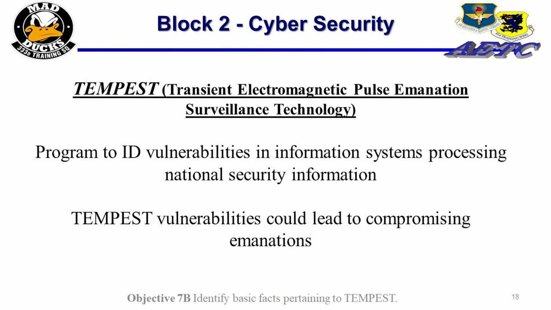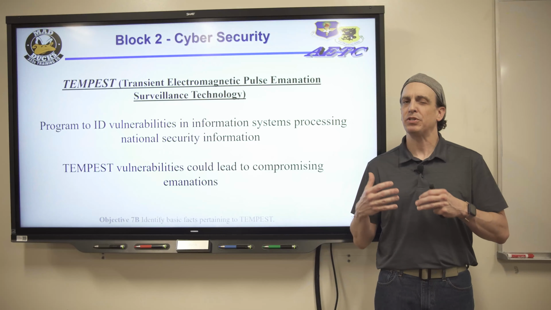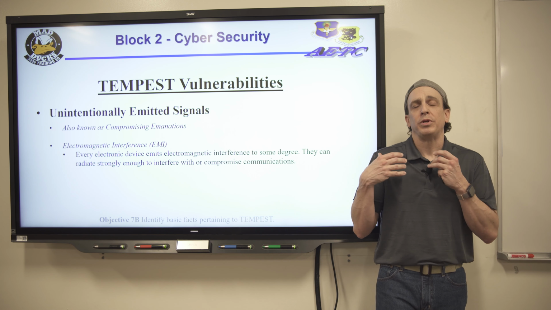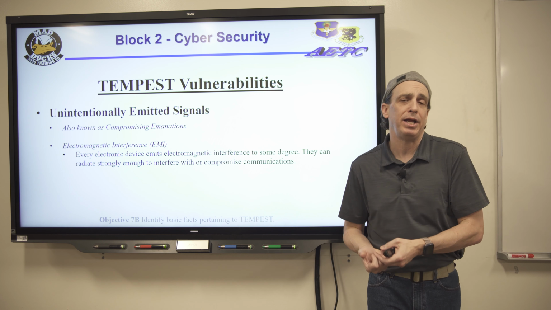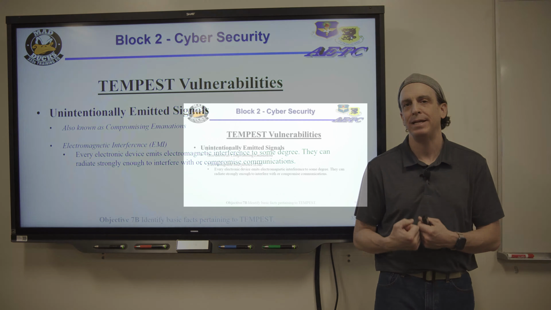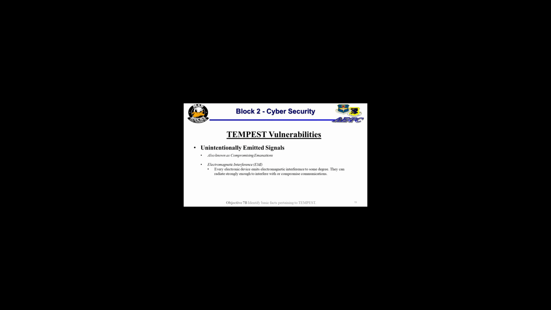Tempest is a program that we use to identify vulnerabilities in information systems processing national security information. Again, dealing with levels of classified information. Tempest vulnerabilities could lead to what they call compromising emanations. When we talk about Tempest, compromising emanations, one of the main areas we're looking at is what's referred to as unintentionally emitted signals, also known as compromising emanations.